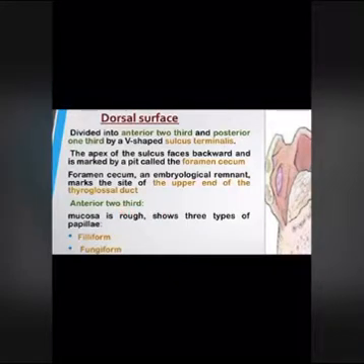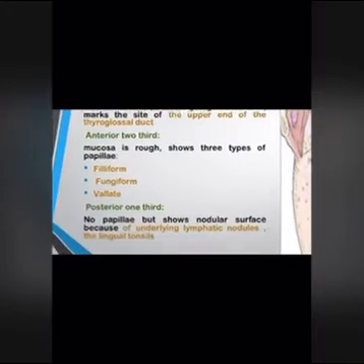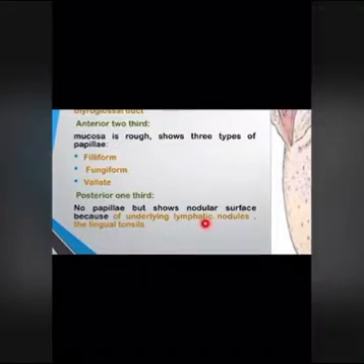The anterior two-thirds of the dorsal surface has three types of papillae: filiform, fungiform, and vallate. The posterior one-third has no papillae because of the underlying lymphatic nodules, the lingual tonsil.